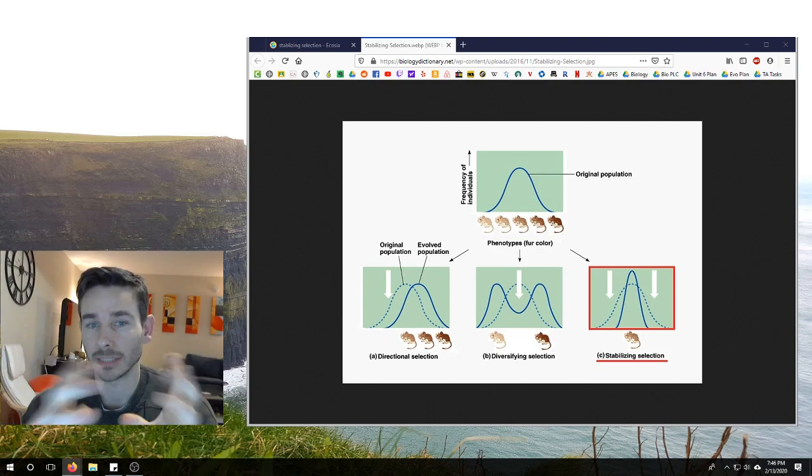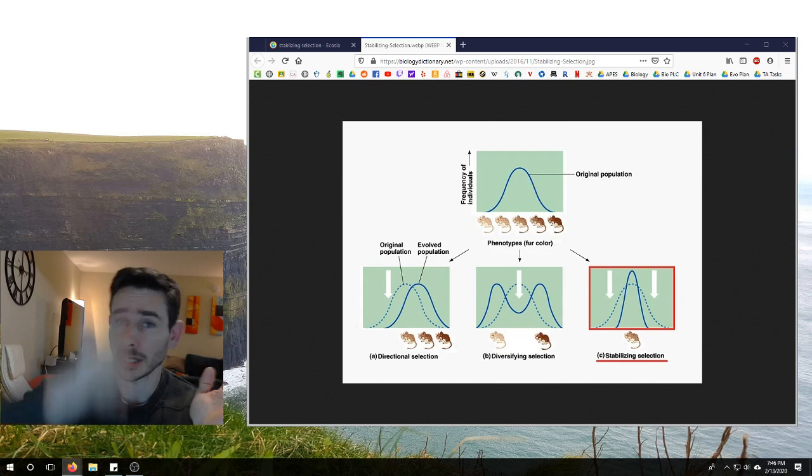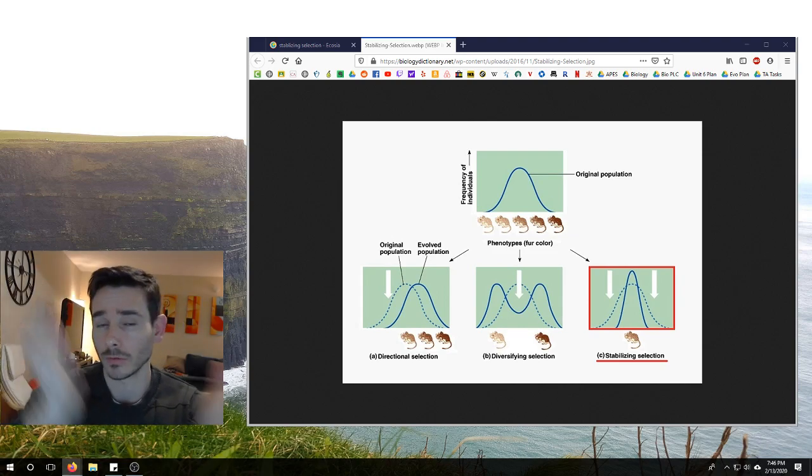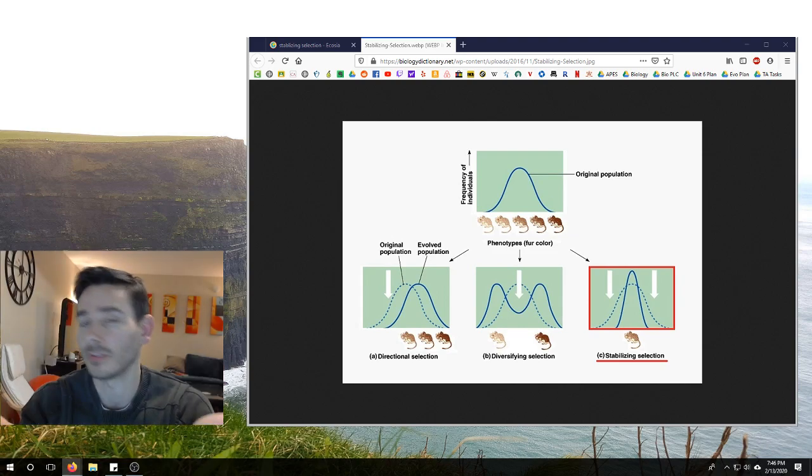Just like you can have isolation of two populations due to geography, like a mountain or a river or a valley. You have a variety of different ways populations can be reproductively isolated, and temporal isolation is just one way that's based off of timing.